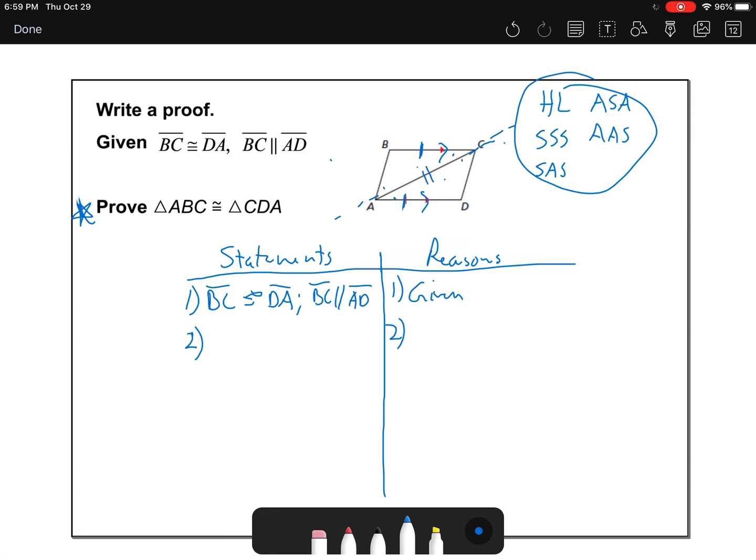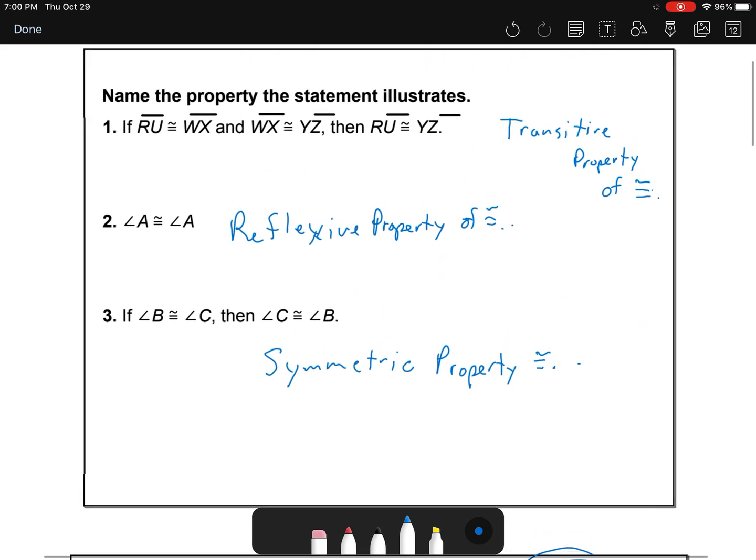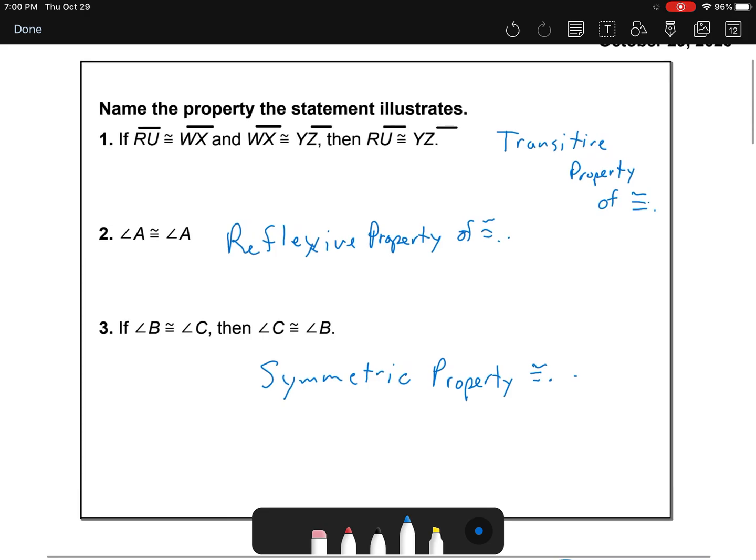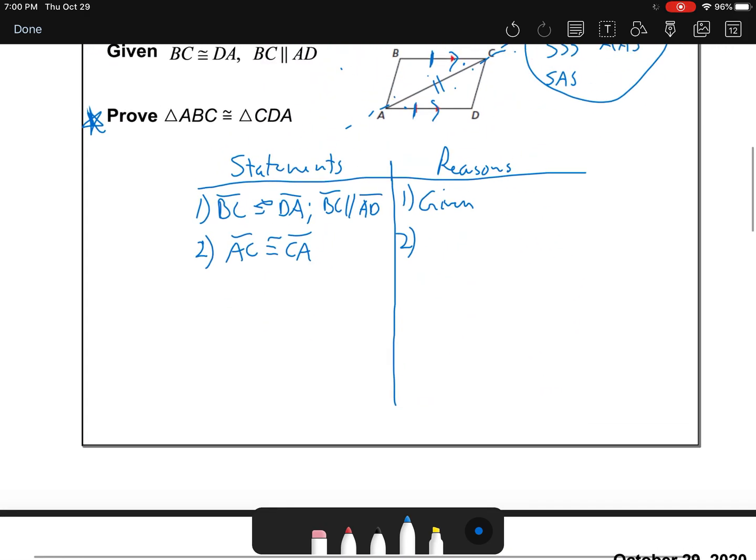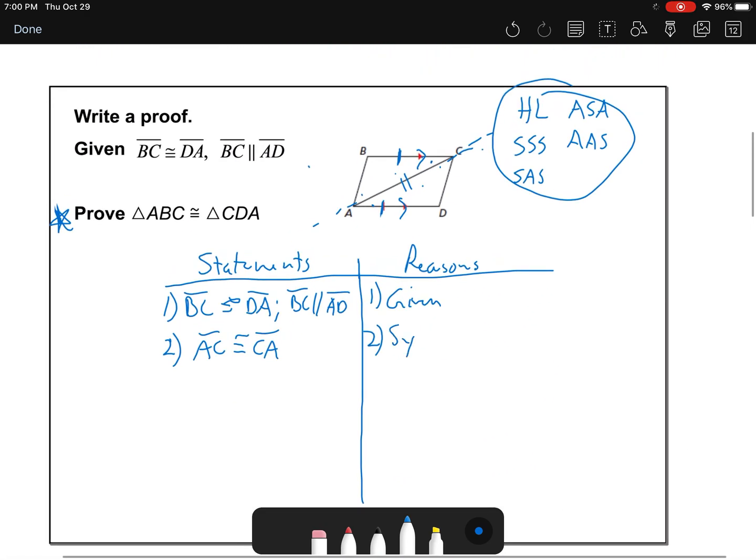They share AC. So technically, we should write that AC is congruent to CA. Technically. Now we could write just AC congruent to AC, and I would accept that, and I'm sure Mr. Hessong will as well. But to be technical, that's what would be congruent. So because of that, that would be what property? Well, let's go back and review. Hey, that looks familiar, doesn't it? I believe that would be the symmetric property.